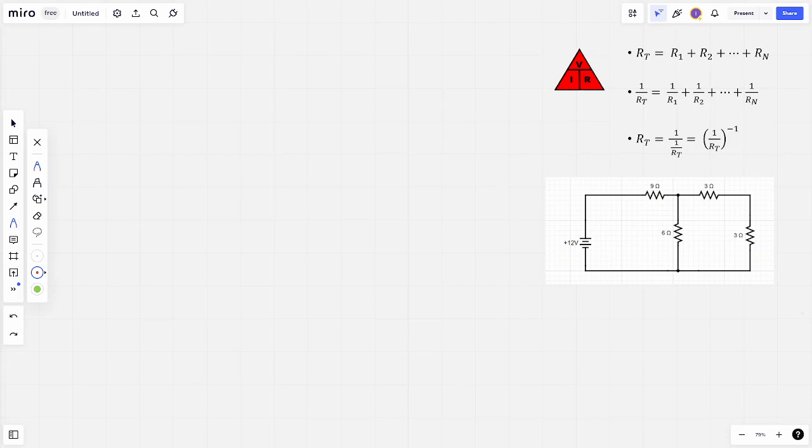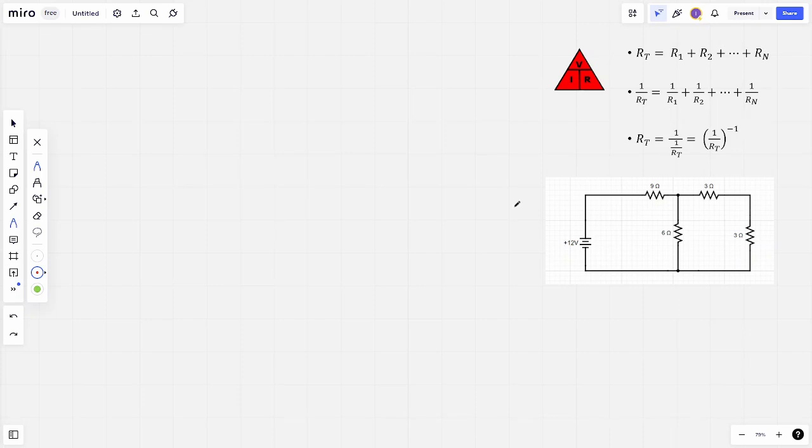So let's look at this first example here. We've got a circuit with 4 resistors: 9 ohms, 6 ohms, 3 ohms and 3 ohms. I've also attached a key at the top of the page. For series circuits we add the resistance, for parallel circuits we take the reciprocal, and then we finally take the reciprocal again to work out the equivalent resistance.